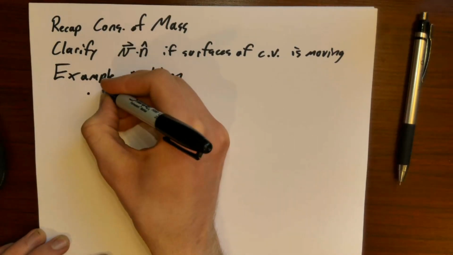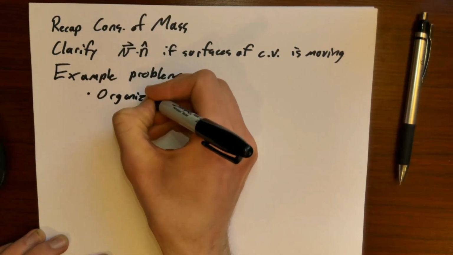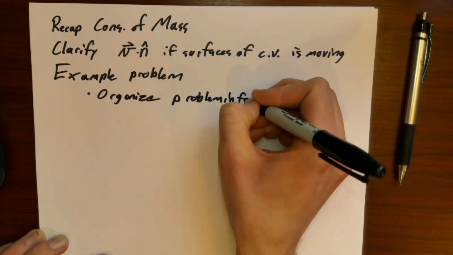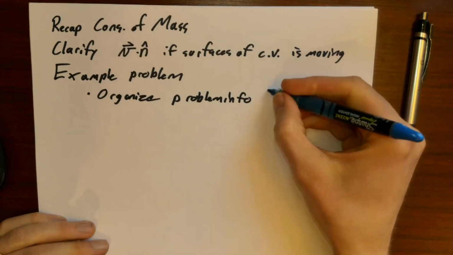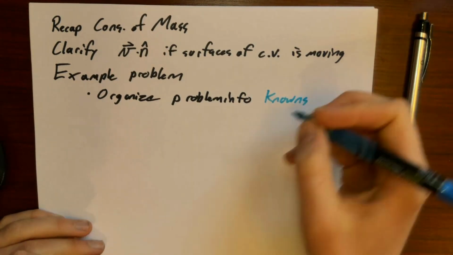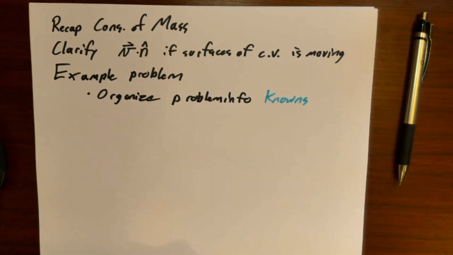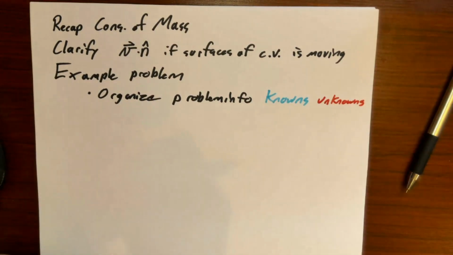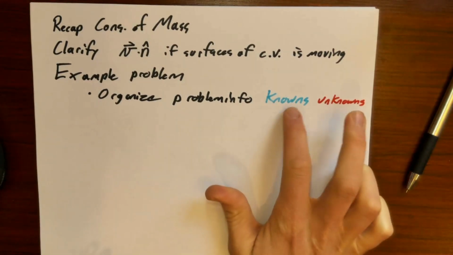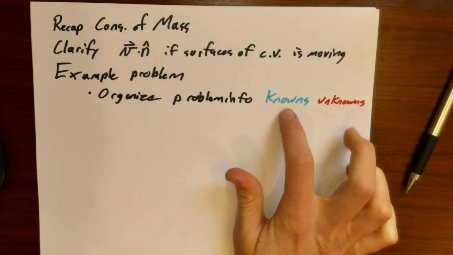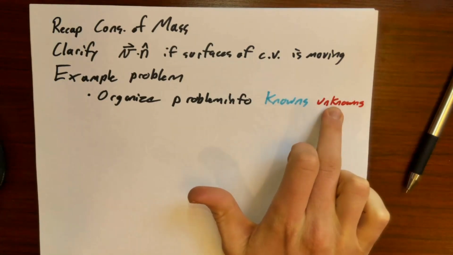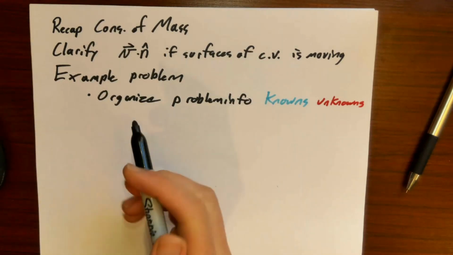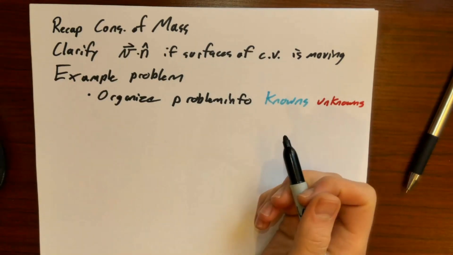The first thing we can do is organize problem info. For example, what are some knowns in the problem? What are some unknowns? Etc. Right? And I'm going to use the convention that I've used before, where known or given parameters are going to be in blue, and unknowns, things that we're trying to solve for, are in red, and things that we haven't quite worked out are going to be in black. Right? So it's useful to sort of organize the problem this way.